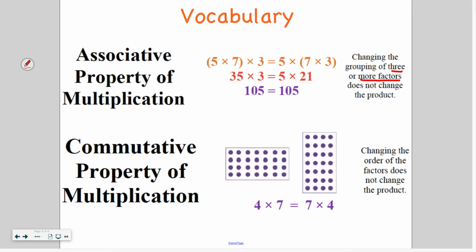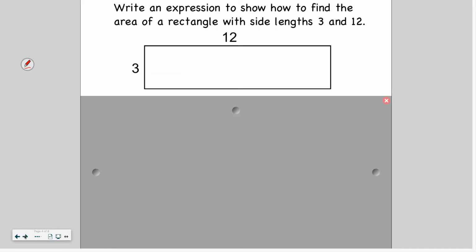And the commutative property means that changing the order of the factors also does not change my product. So with multiplication, really the order and the grouping does not matter because you're still going to end up with the same answer. And that's what we're going to use today to prove that different rectangles can have the same area regardless of the factor. So let's start with this one.